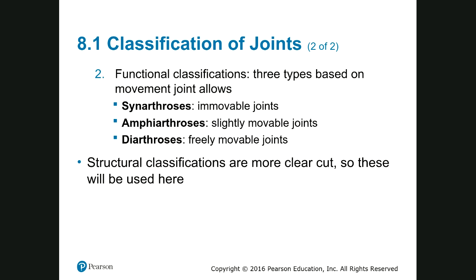And is it immovable? Is it slightly movable, or is it freely movable? So synarthrosis, anytime you hear syn, S-Y-N, that means it's immovable. Amphi means slightly movable, kind of in between. You know, we call it amphibian, like a newt or a salamander or a frog, in between an aquatic species like a fish and a land-based organism like maybe a reptile or something. So that's what we mean by amphi. It's in between, and then diarthrosis are freely movable.